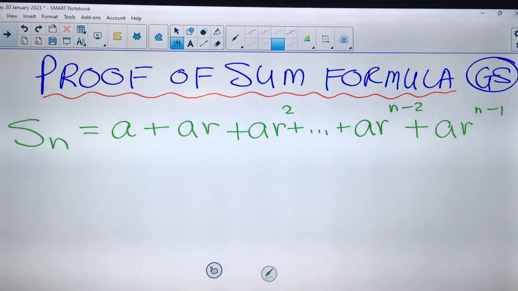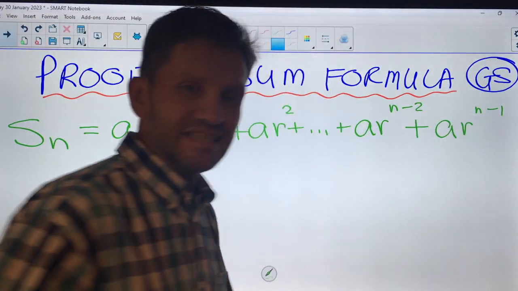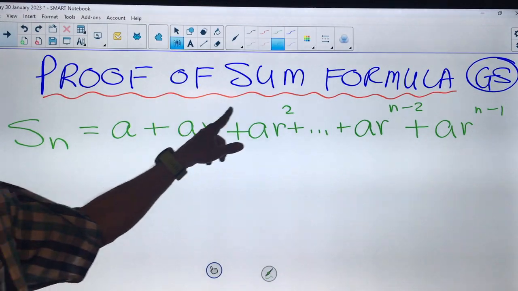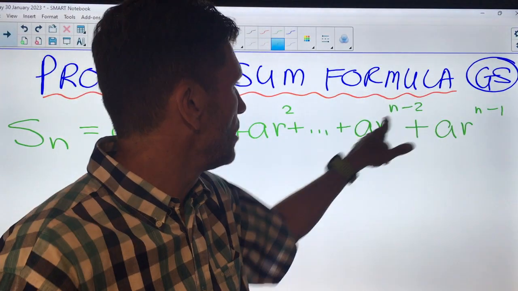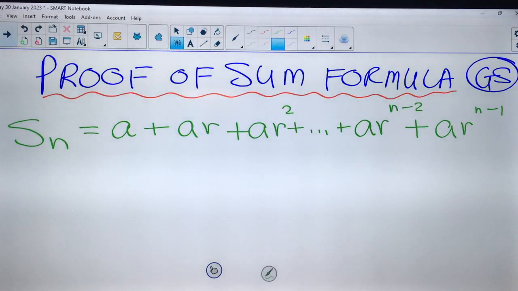So where do we start? With the first term, which is A. With the last term, which is Tn. And then I multiply by R, multiply by R. I just have to subtract one R, or 1 in the power, to get the preceding one.